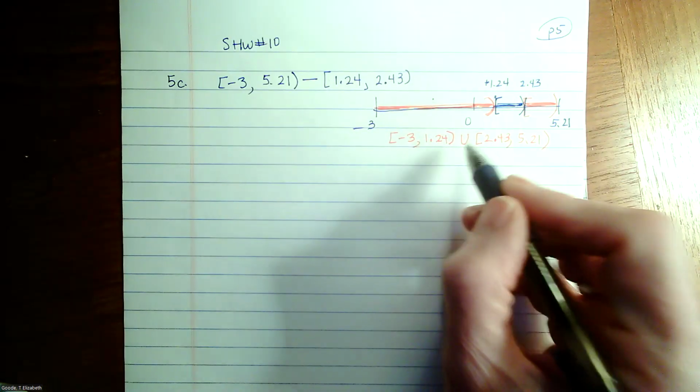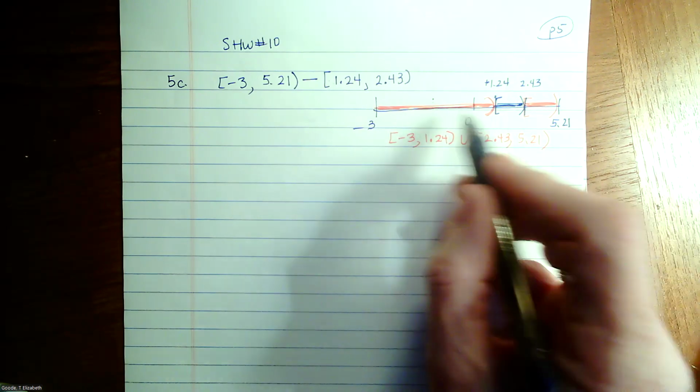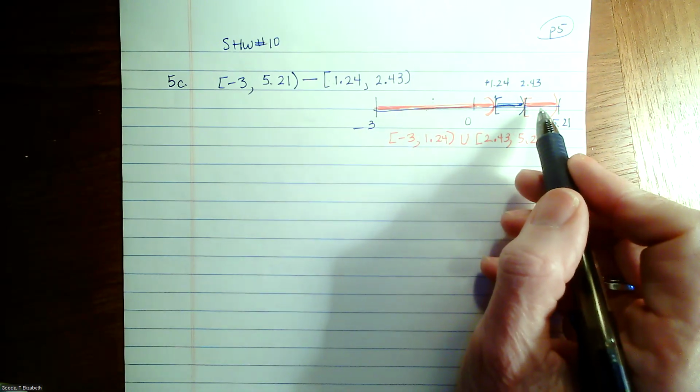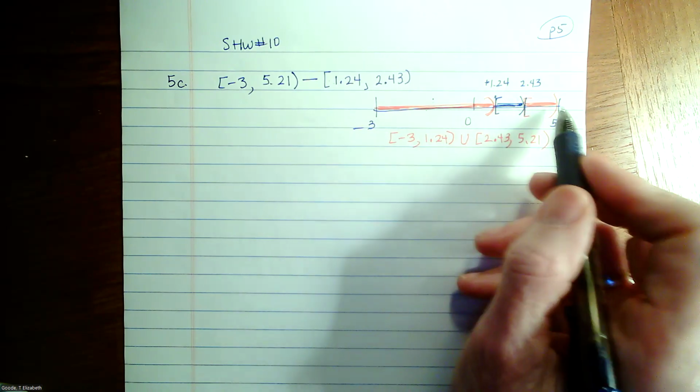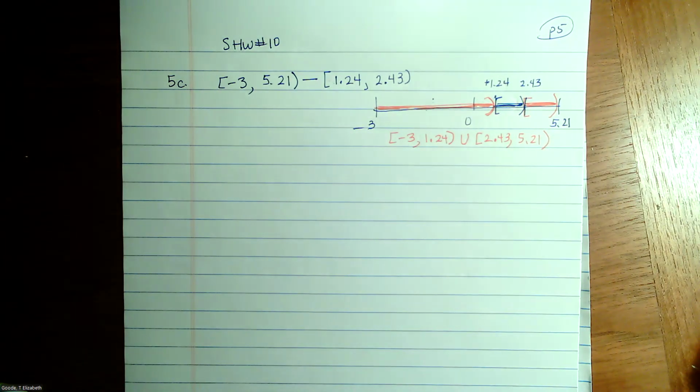And the union is just an or. It means the x's that we want are either here or there. There's no way they could be in both sets because these sets are disjoint. Do I need to say more? I can.